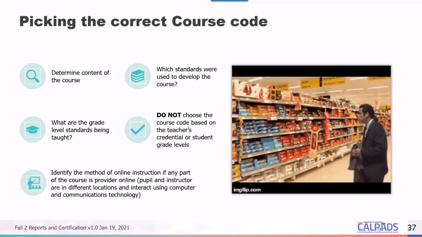The thing with the grade level standards is it's determined on the content of the course, not the grade level of the student being taught. So if a sixth grade student is taking a middle school math class, the standards would be MID, that's the code for middle school, not elementary. ELM is the code for elementary. And so that's something to consider.